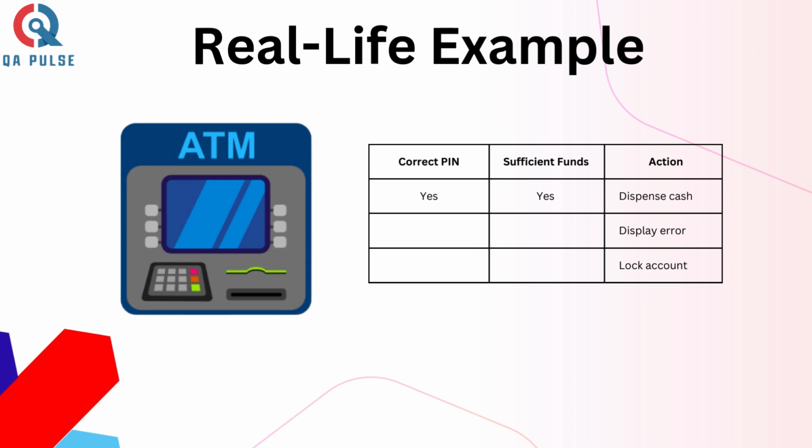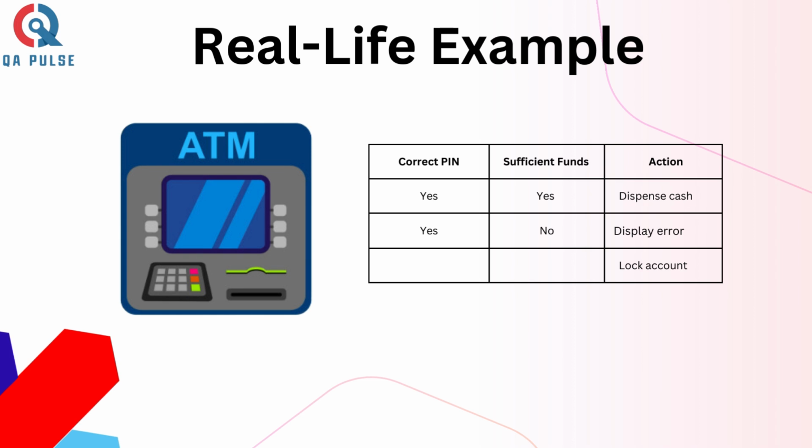Now let's consider another scenario. If the user enters the correct PIN, condition 1 is yes, but has insufficient funds, condition 2 will become no. So the action is display an error. For example, if the user tries to withdraw $150 from an account with $100, the error will appear that the funds are insufficient. And now comes scenario 3.